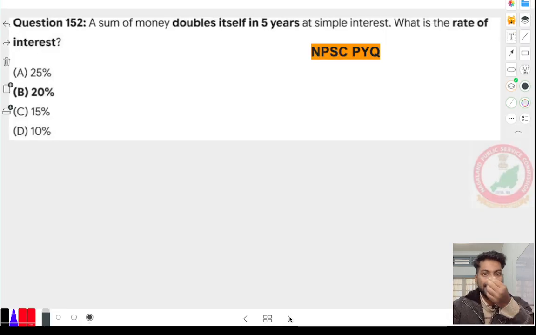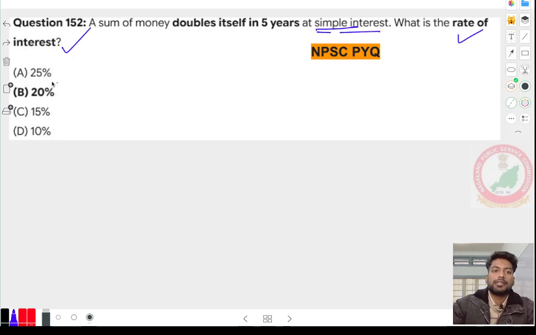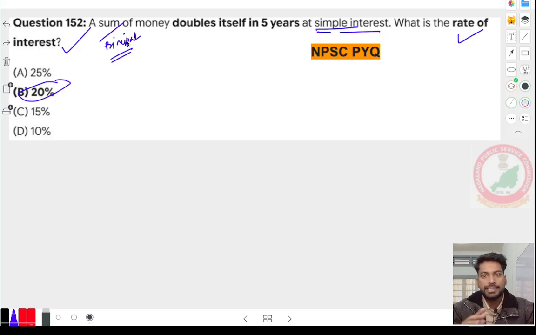Chalo. Next, a sum of money doubles itself in 5 years at simple interest. What is the rate of interest? देखो 20% आंसर है, 20% ही आएगा. हाउ? A sum of money doubles itself. Sum means principal. If you don't know the basics, you can't understand what is principal, what is rate of interest, what is sum, what is your SI, what is your CI. You should know all of those because you are solving PYQs. Without knowing, if you are jumping into PYQs, then you are a fool. Okay, chalo.